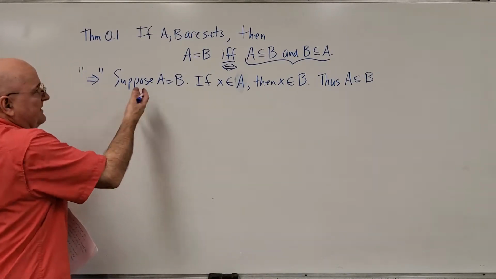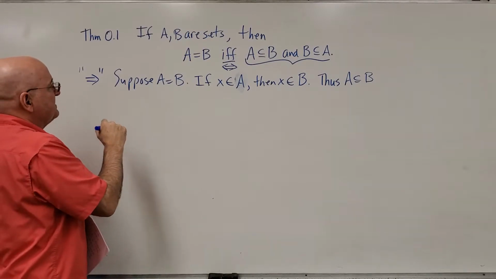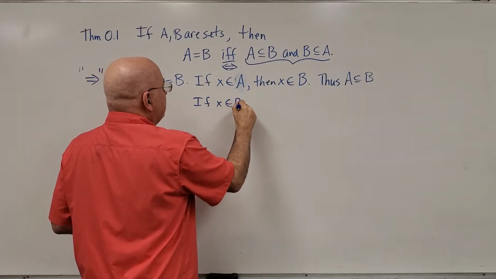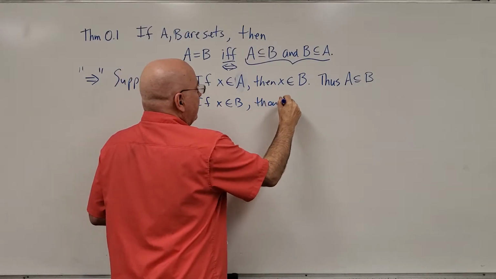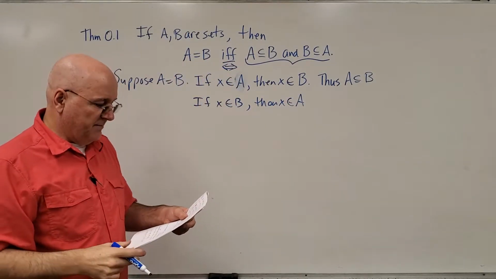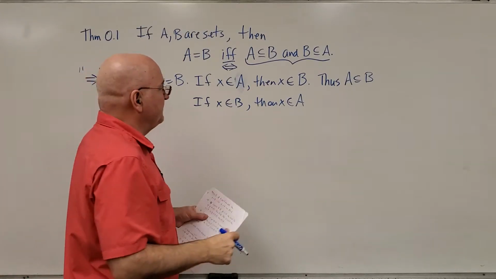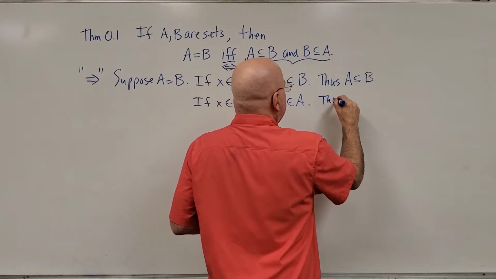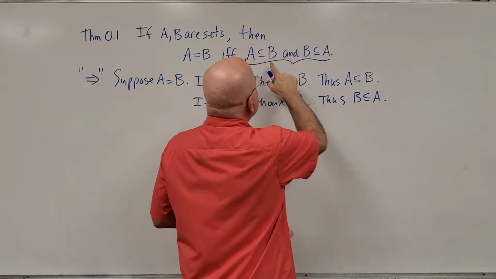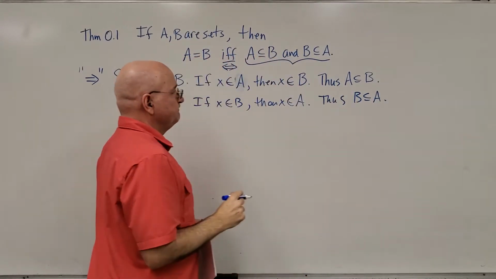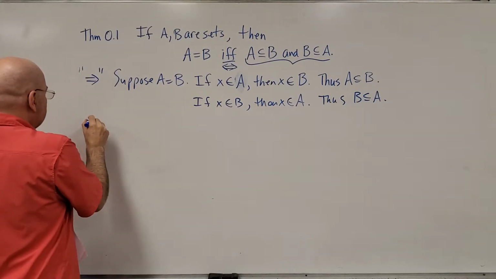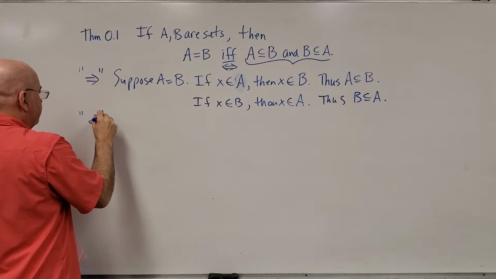Well, the next sentence is going to be just as simple. If X is in B, then X is in A. Again, by the definition of what it means for A to be equal to B. Thus, B is a subset of A. So we've proven the two things that we had to prove. And we're halfway done. Now let's take a look at this direction.